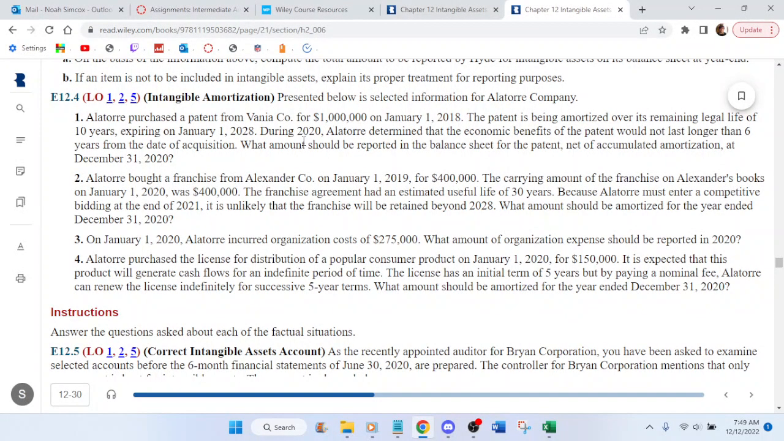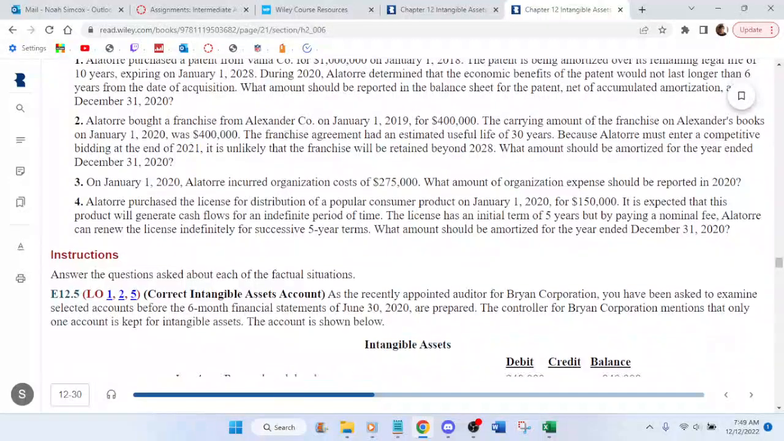On January 1st, 2020, incurred organization costs of $275,000. That's simple. 4. Purchased the license for distribution of a popular consumer product, for an indefinite period of time that is going to generate cash flows. The license has an initial term of 5 years, but they pay a nominal fee and can renew the license indefinitely. Do you amortize indefinite life intangible assets? No. You do not amortize them, so it's 0. Good.